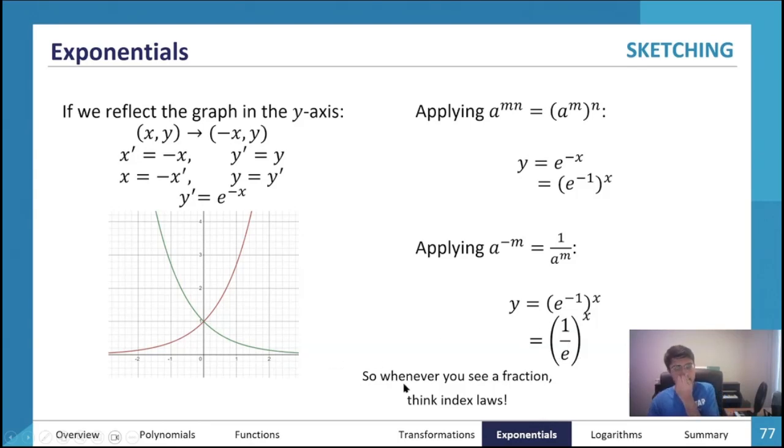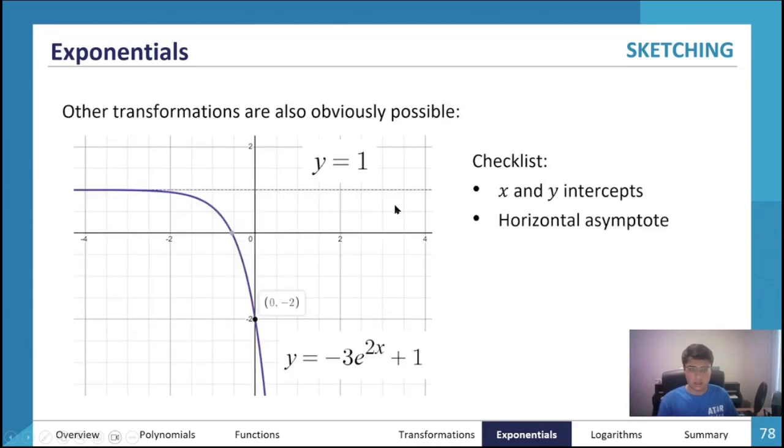So whenever you see a fraction as the base in an exponential equation, you want to think of index laws. And in terms of thinking about it graphically, you want to think of it being reflected in the y-axis. Now, obviously, you can have a whole range of transformations. Here I've sketched out y equals negative 3e to the 2x plus 1.